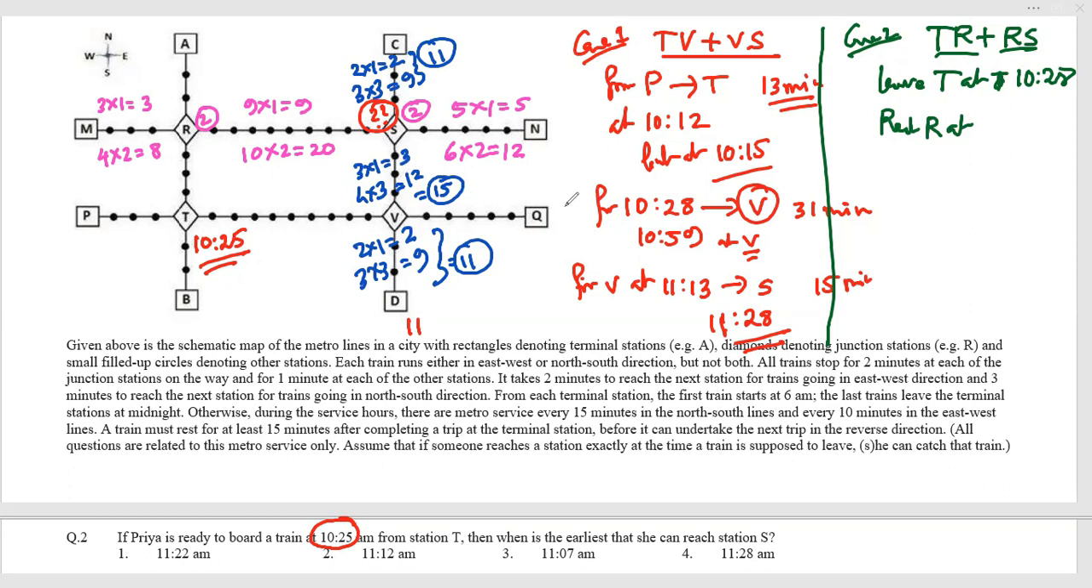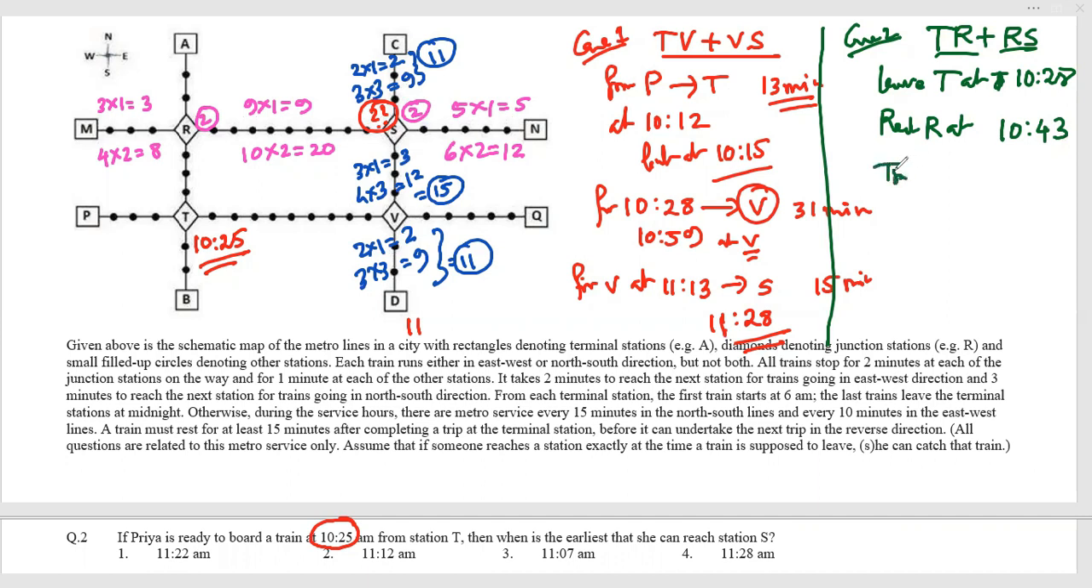no, reaching at 15 addition, that means 10:45 less 2, 10:43 at R. Now any train reaching at 43 will be able to catch towards S. And I can see that 11 plus 2, 13, exactly 13 minutes. That means it would be at 30.